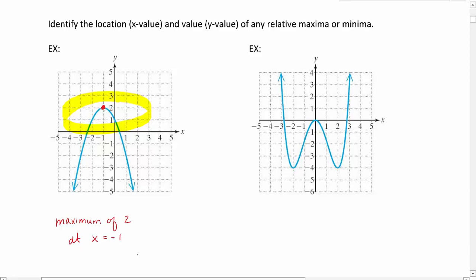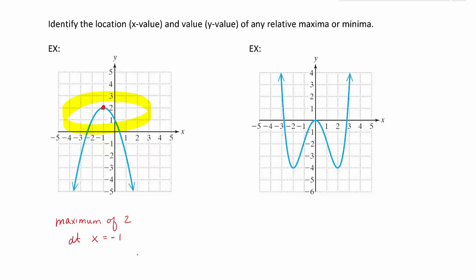because remember the max or the min is the y value, but it's located at x equals -1. Now this is not going to have a minimum because those arrows pointing down tell us that it's going forever down to -infinity, and we know that there's always a smaller number, so we're never actually going to have a minimum value.